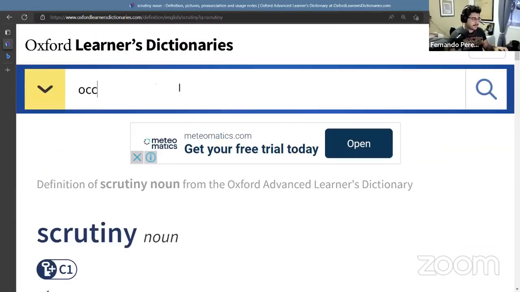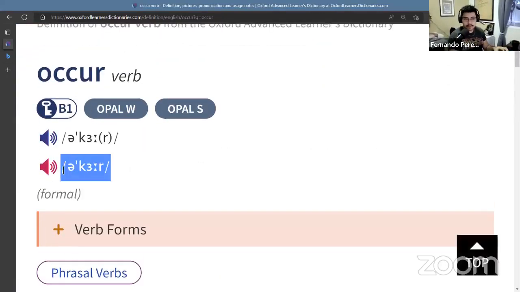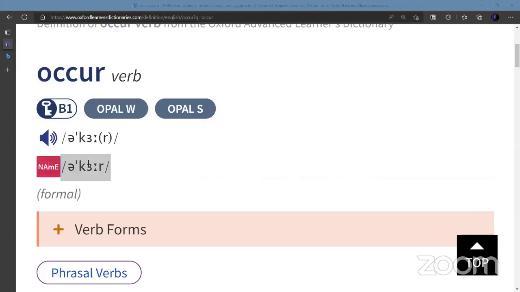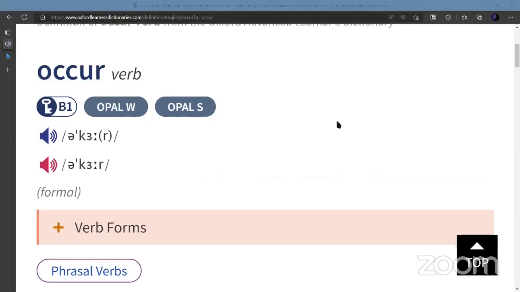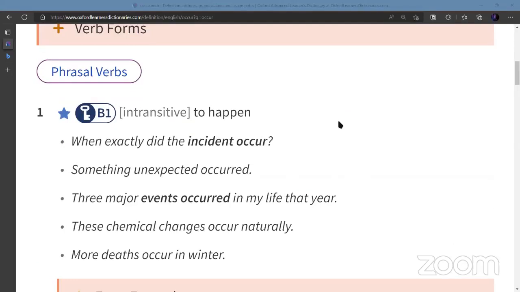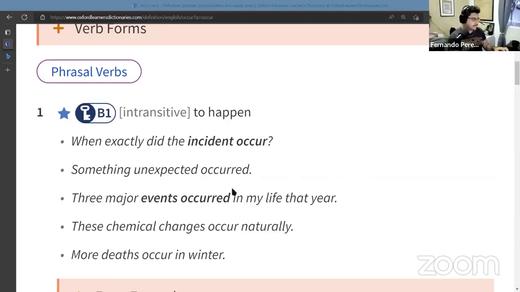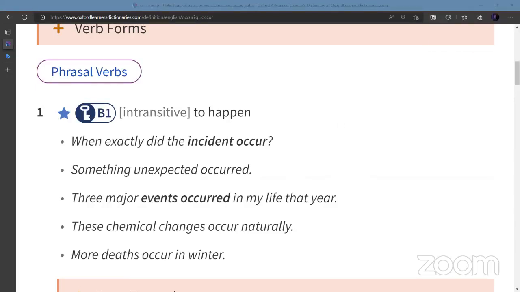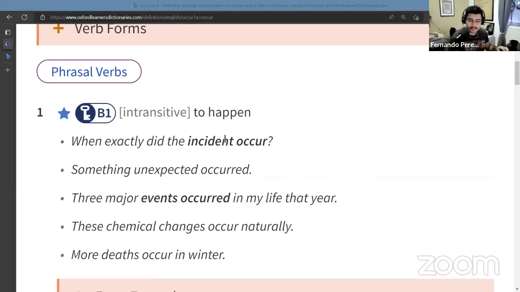The next one. Occur. That's right. It means to happen. When exactly did the incident occur? That one's easy. Easy peasy. Very good.